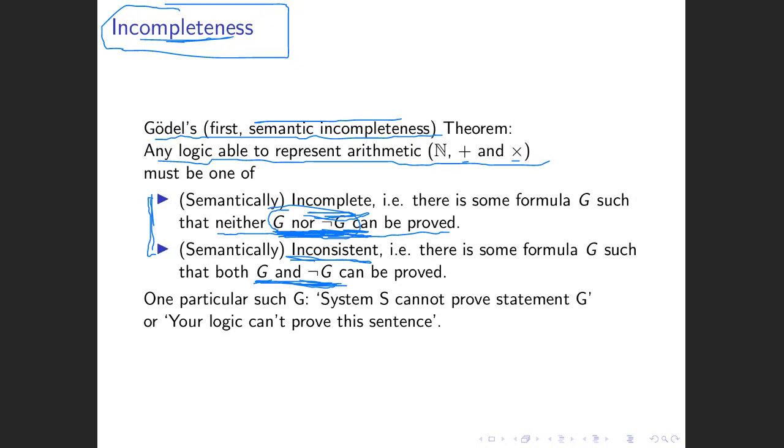Notice I'm at pains to not use the words true or false here because Gödel's theorem is about proof. It's about the proof theory, not about the model theory. And true and false only show up in model theory. Here we're talking about whether things are provable or not provable.